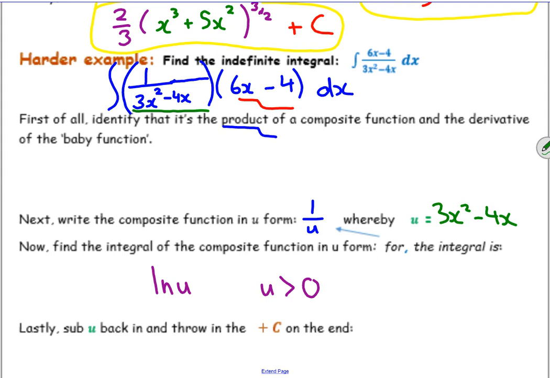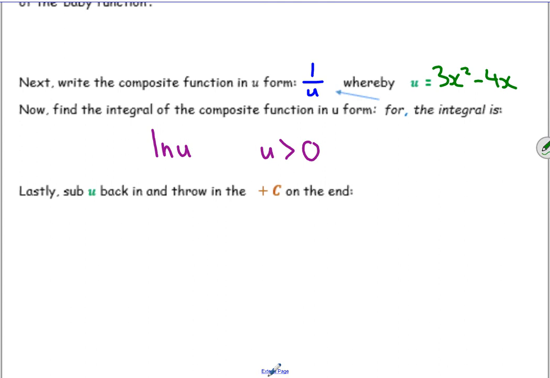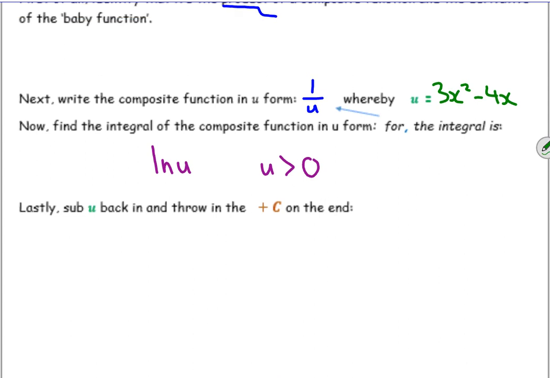Once you realize what was going on, it's actually not a very hard one. It was just identifying that it was a product that made it hard. Sub in the u and throw the plus c on the end.